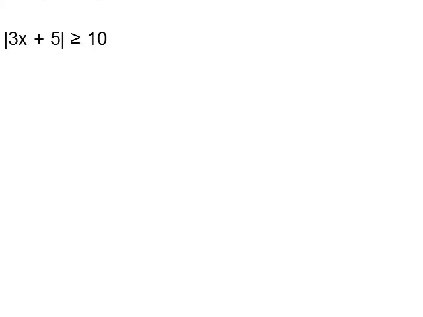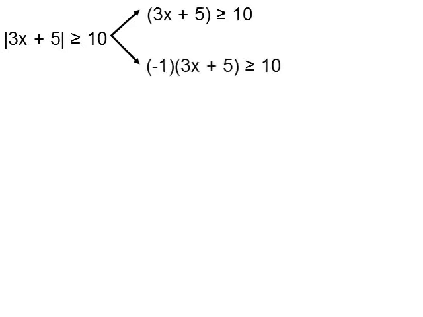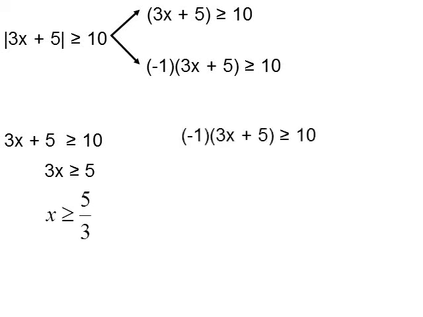Just to show you a little more complicated of an example, we have the absolute value of 3x plus 5 is greater than or equal to 10, and we know absolute value always means two things. It could mean that 3x plus 5 is greater than or equal to 10, or it could mean that negative 1 times 3x plus 5 is greater than or equal to 10. Solving the first one's not too difficult. You subtract 5 from both sides. You get 3x greater than or equal to 5. You divide by 3. Gives you x is greater than or equal to 5/3, which is 1 2/3.